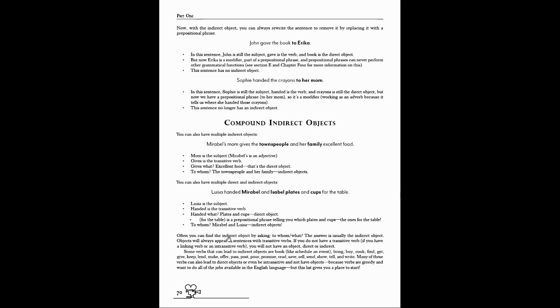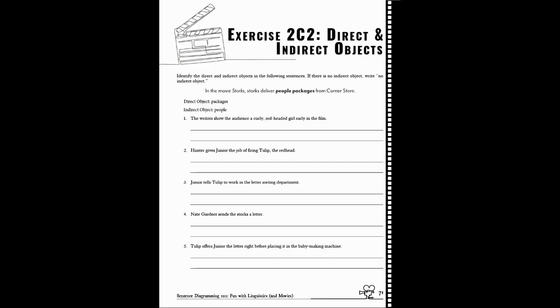And a lot of the times you can find that indirect object by just asking to whom or what, and that'll give you the answer. But now you can take your time and work on exercise 2C2. It has both direct and indirect objects, but it's also about storks, which is kind of a cool movie.